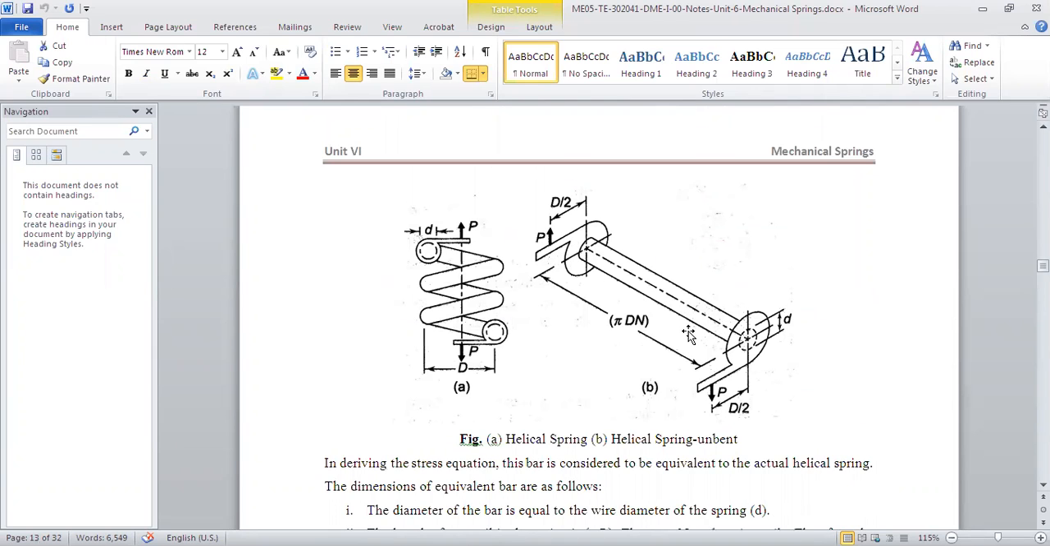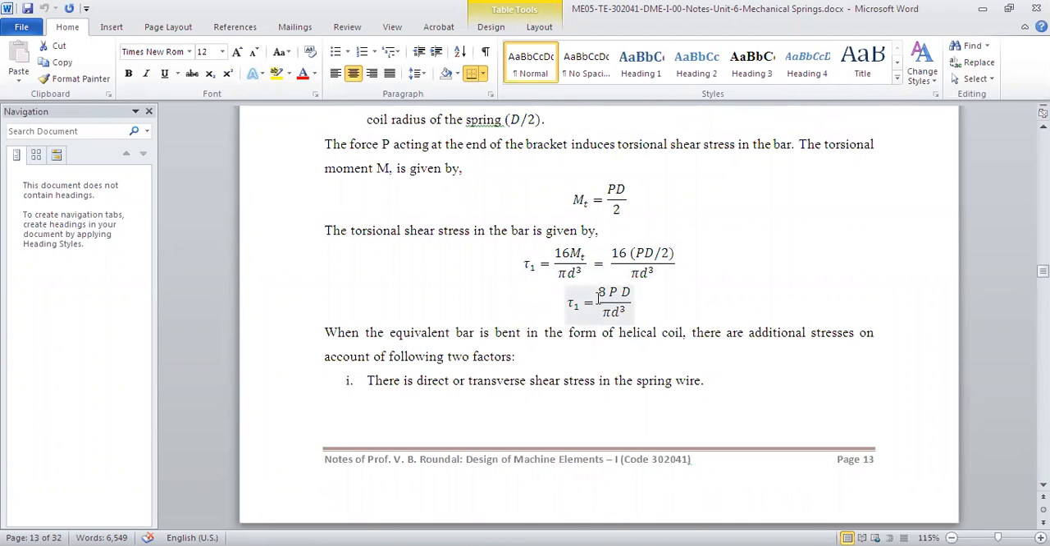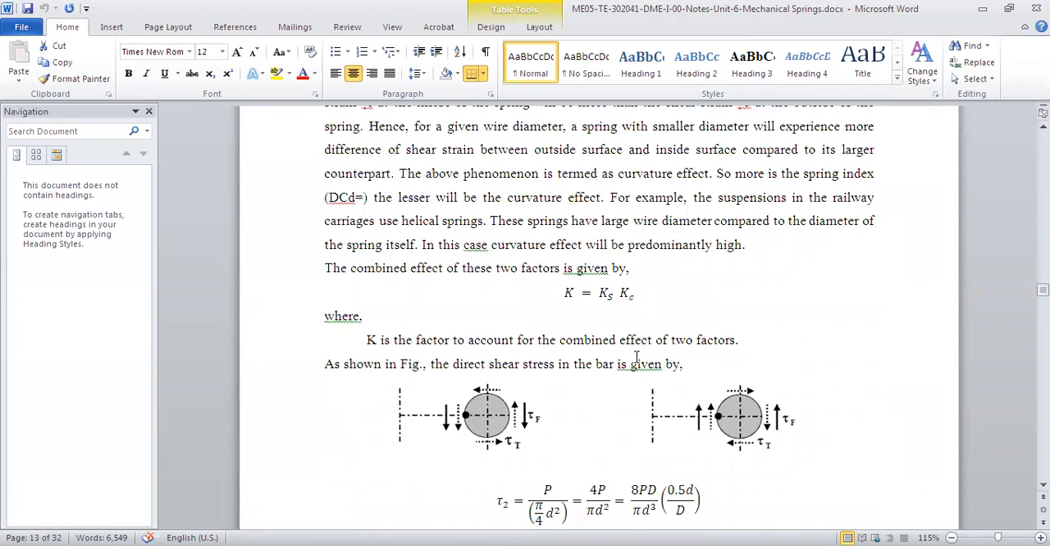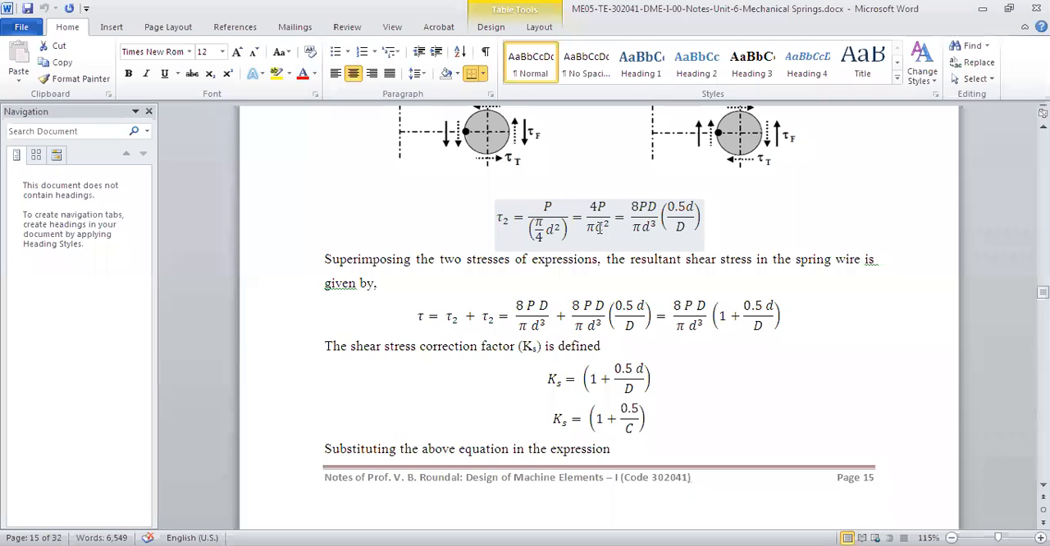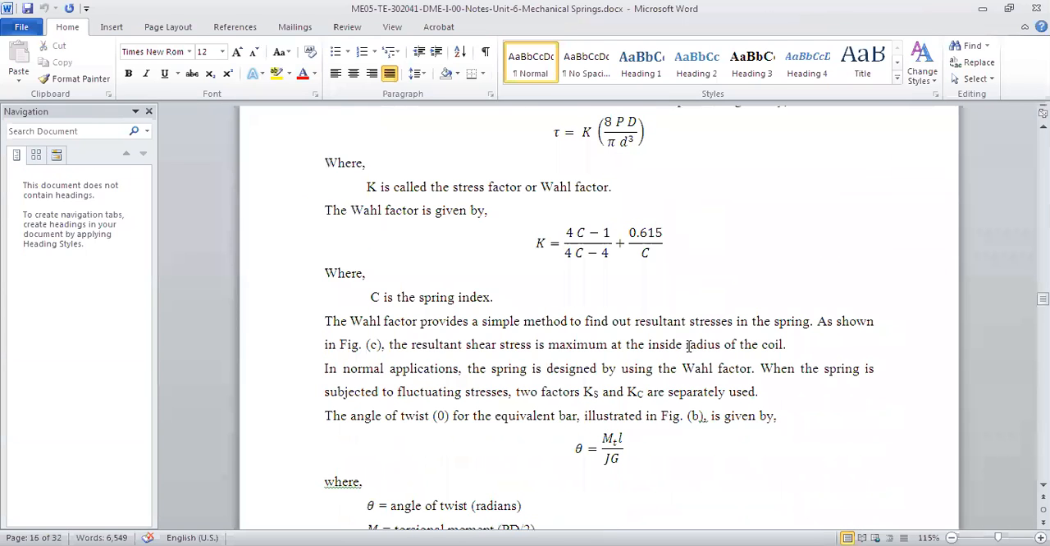Mainly there will be two stresses, both of them shear, so we will directly add them. One is the direct shear stress, and the second is the shear stress because of the twisting or the torsion. The torsional shear stress because of twisting is 8PD upon pi d cube, and the direct shear stress is 4P upon pi d square. So we combine those to get the ultimate formula. Tau is equal to K into 8PD upon pi d cube, where K is the Wahl factor, 4C minus 1 upon 4C minus 4 plus 0.615 upon C. Okay, so this is the Wahl factor.